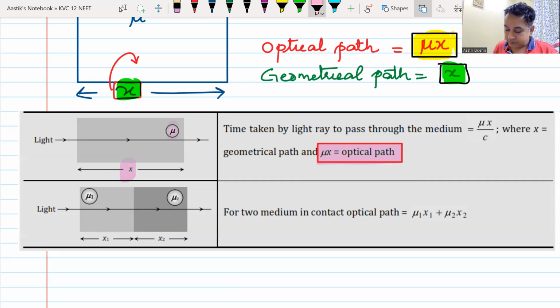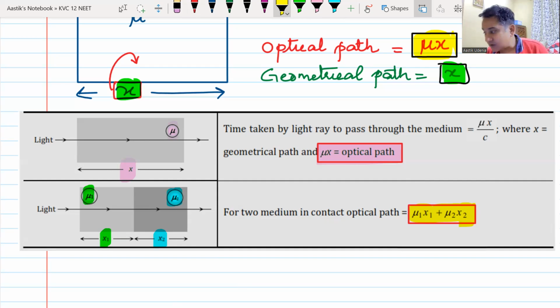Now, if I have two mediums, one having thickness x1 of refractive index mu1, the other one having thickness x2 with refractive index mu2, and light travels through this combined surface, then the optical path will be equal to mu1 x1 plus mu2 x2. You just have to remember this optical path concept.